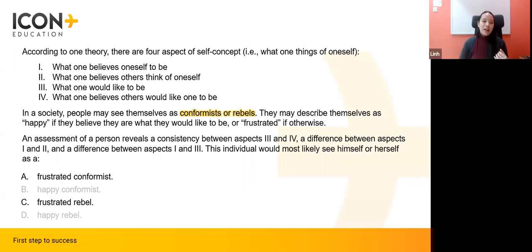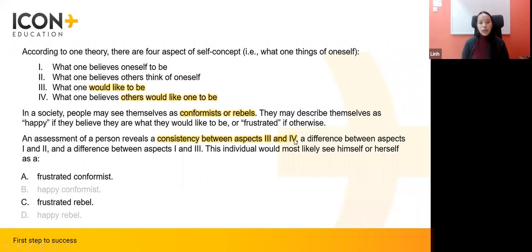So that means it definitely has to involve aspect number 4, because 4 is about what you think others want you to be, right? If you can't figure out whether to compare 4 to 1, 2, or 3, look at the information you're given. The only information is that there is a consistency between 3 and 4, and something between 1 and 2. Because it has to involve aspect number 4, it has to be about this pair, 3 and 4.